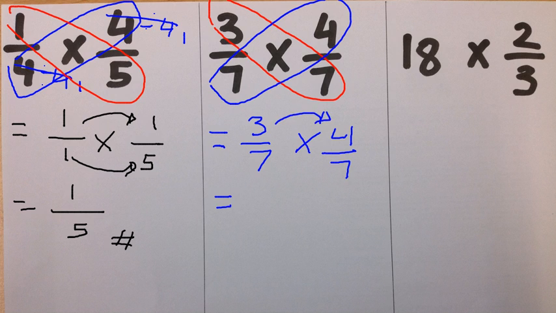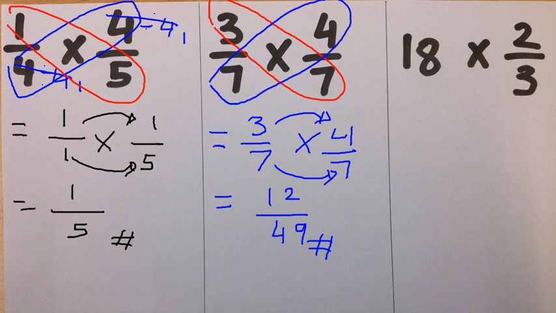3 times 4 will give me 12. 7 times 7 will give me 49. Before you leave this as your final answer, check. Can they be simplified anymore? 12 cannot be divided by 2. No, wait. 12 can be divided by 2. But 49 cannot be divided by 2. So I cannot simplify this fraction. This will be your final simplified form of the fraction.